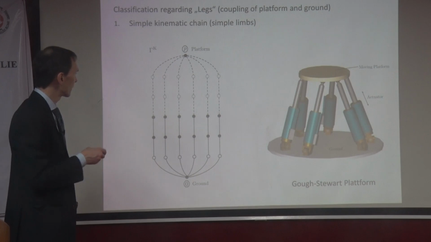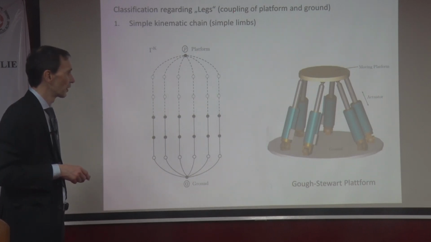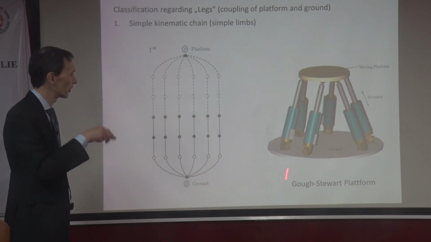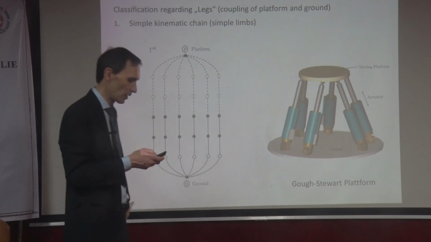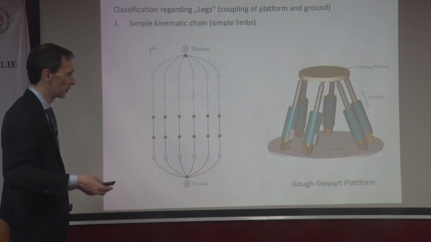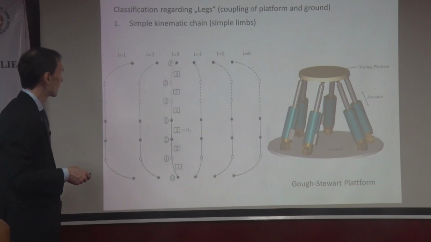You see that here the kinematic structure looks similar. You have 6 times repeatedly the same kinematic chain. I mean, these limbs here, the legs are all the same, kinematically the same. Of course, they might be different in the physical embodiment, but kinematically they're all the same.